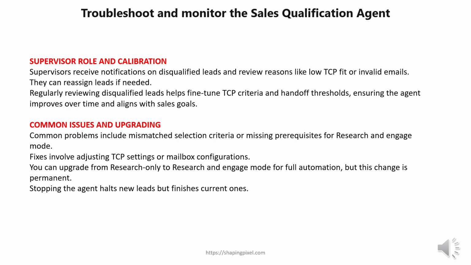Common issues and upgrading. Common problems include mismatched selection criteria or missing prerequisites for research and engage mode. Fixes involve adjusting TCP settings or mailbox configurations. You can upgrade from research only to research and engage mode for full automation, but this change is permanent. Stopping the agent halts new leads, but finishes current ones.